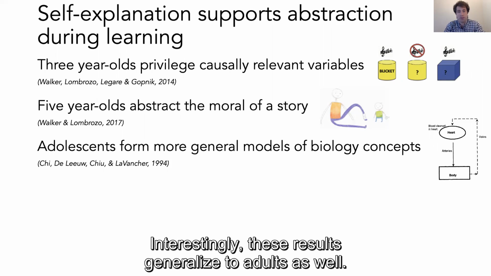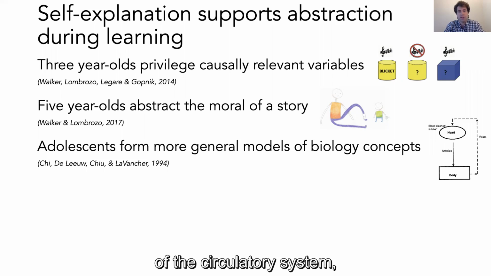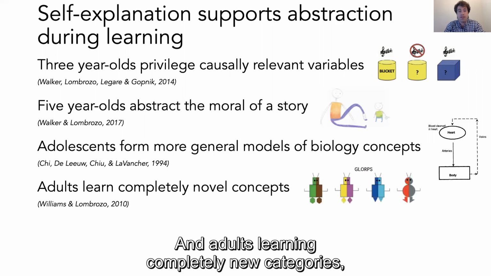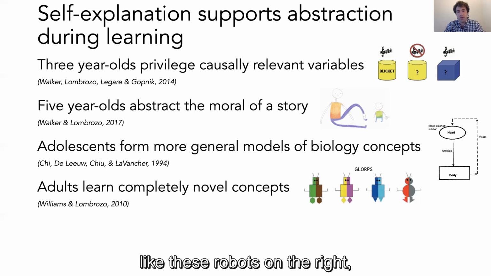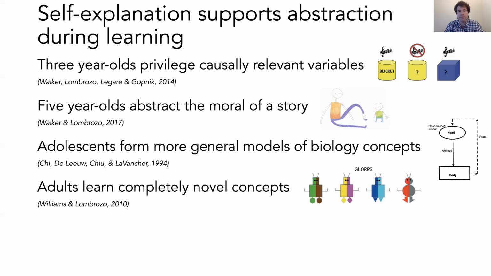Interestingly, these results generalize to adults as well. So adolescents form more general causal models of the circulatory system when they're prompted to self-explain during learning. And adults learning completely new categories, like these robots on the right, are more likely to recognize the abstract principle underlying their categorization if they explain during learning.